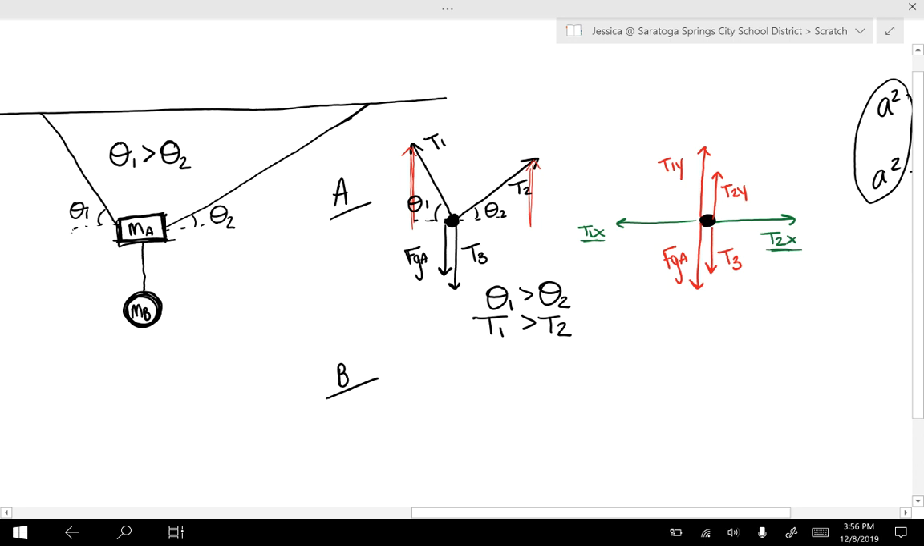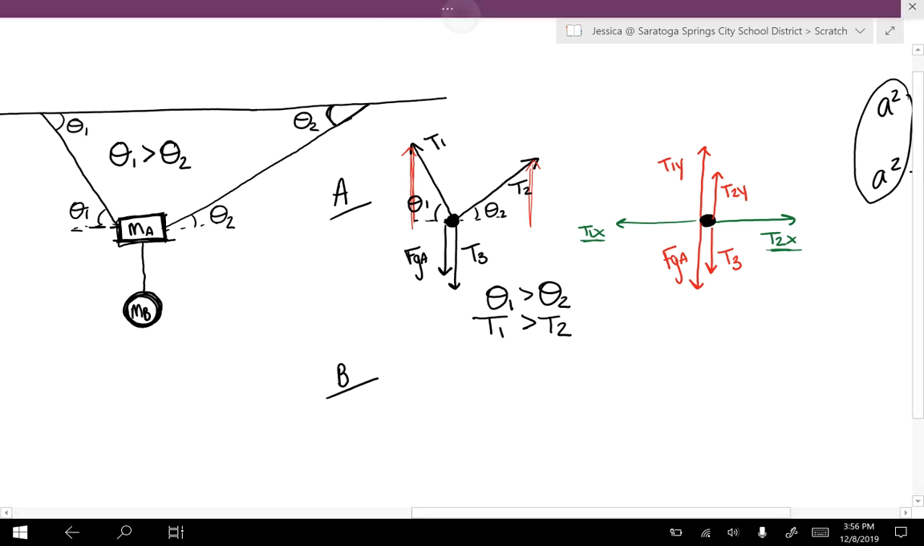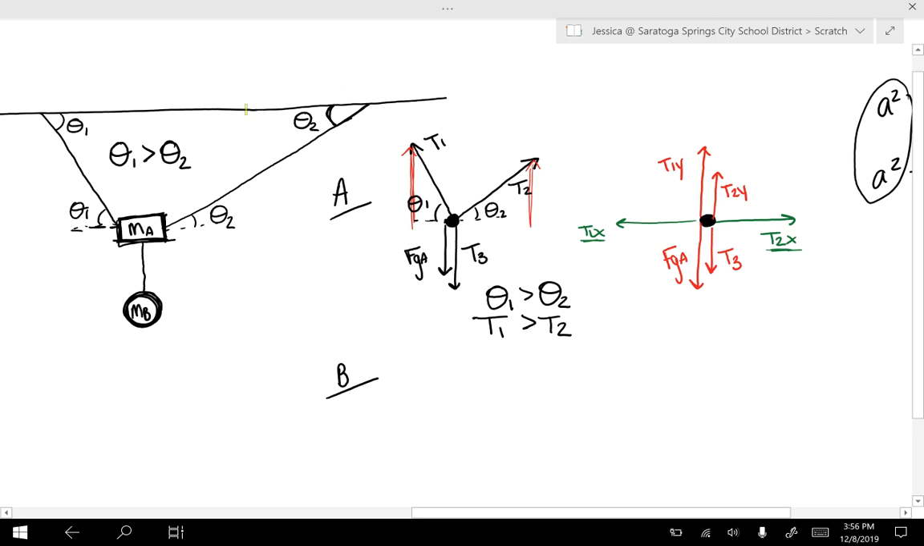Now, I drew in my angles down here. You might also see problems where the angles are given up here, which if you remember through geometry, those end up being alternate interior angles, right? You look for the Z, and alternate interior angles are equal.